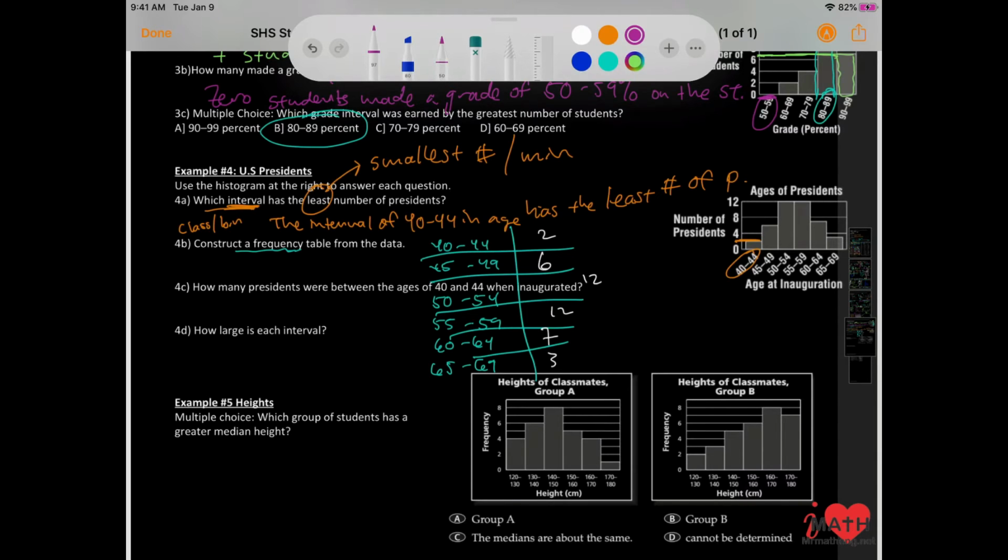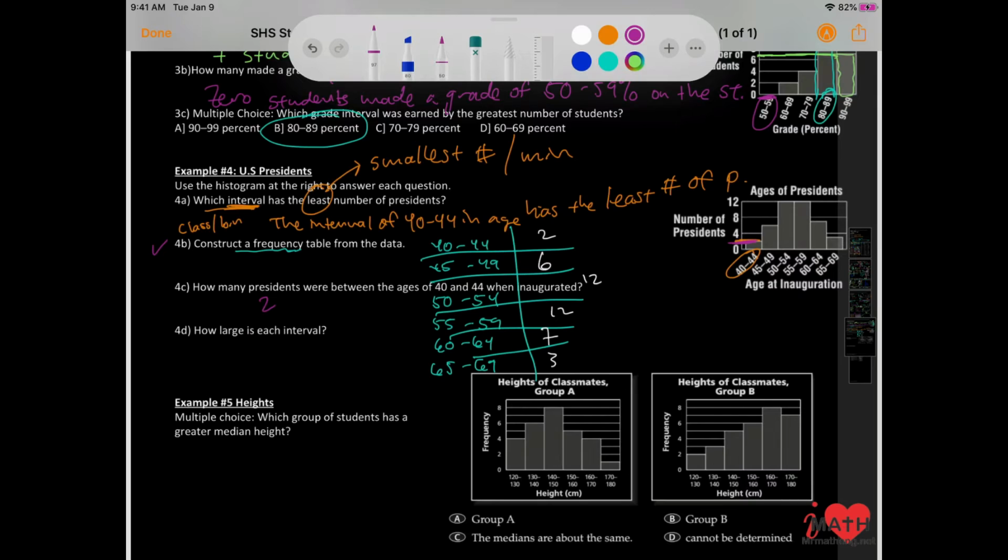All right, so we did this one. How many presidents are between the ages of 40 and 44? And if I go here, I recognize it's between 0 and 4, so that would say 2.